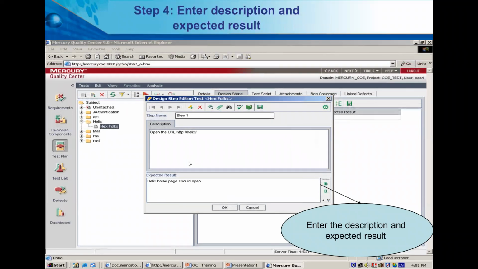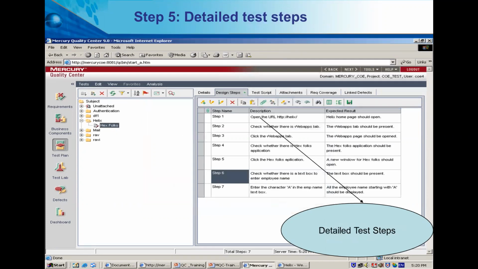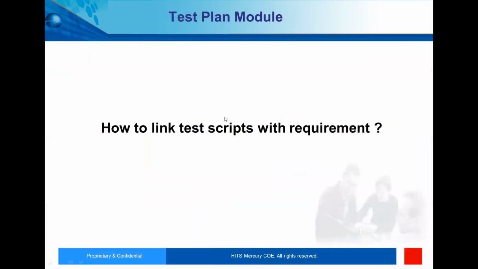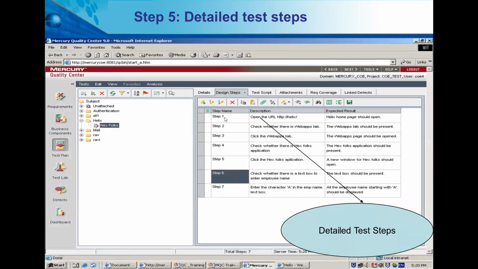Fine, guys. This is suppose for manual testing. Then open this URL. Expected result, Helix page should open. Click on OK. This is how the test case is prepared. You can keep on increasing the test steps. These are called as what, guys? Test steps. You can create as many test steps as you want. This is called a test case. The actual test case is in design steps.